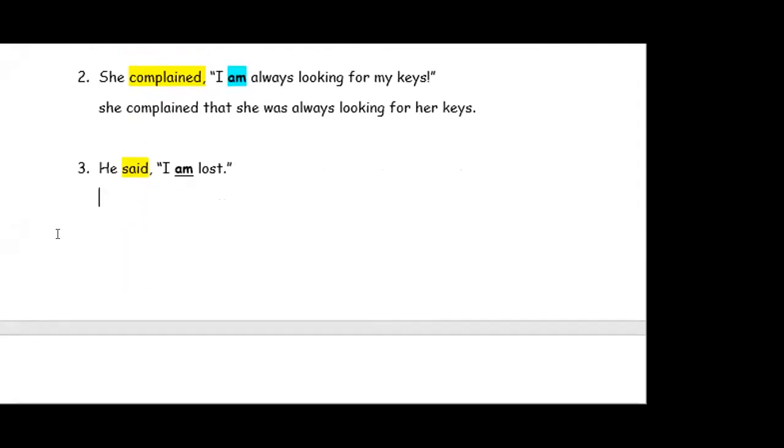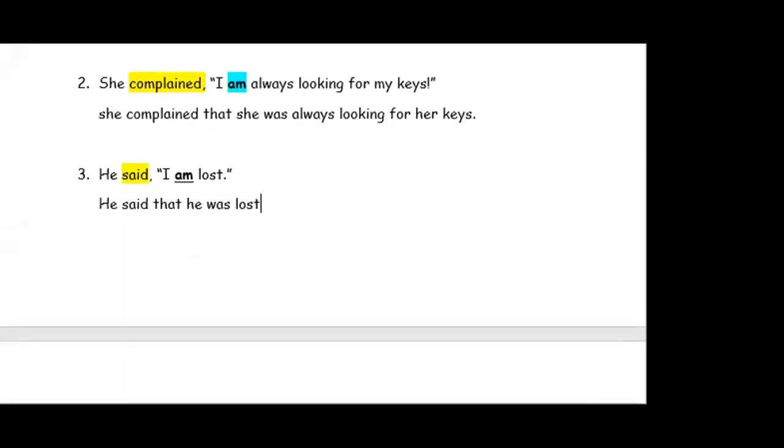Okay. All right. He said, I am lost. Well done, Michael. I'm literally gonna copy and paste what you said here. Right? So he said that he was lost. How do you know that it needs to be in the past tense? Because of that introductory verb that I highlighted. All right. Moving on.